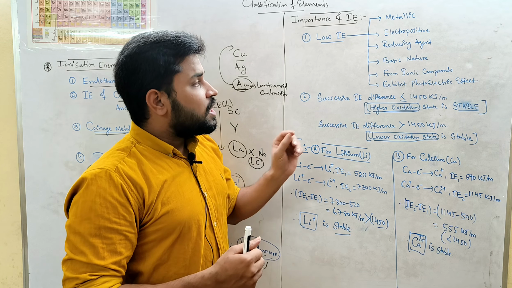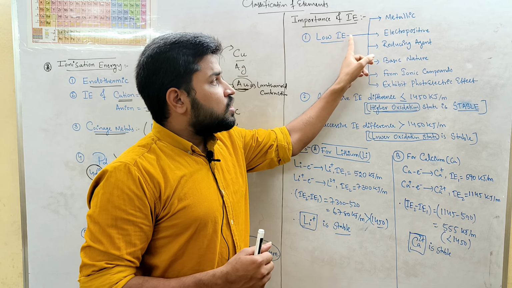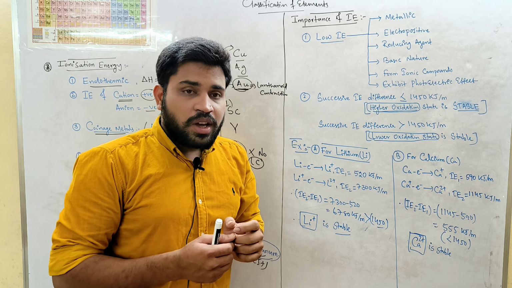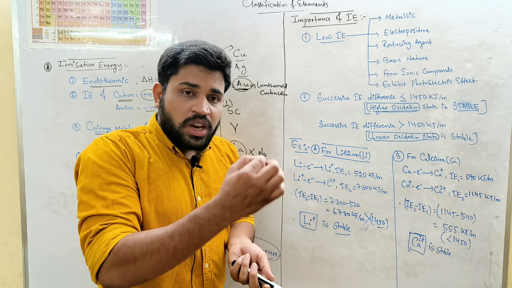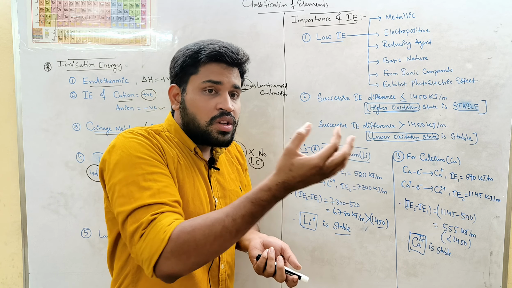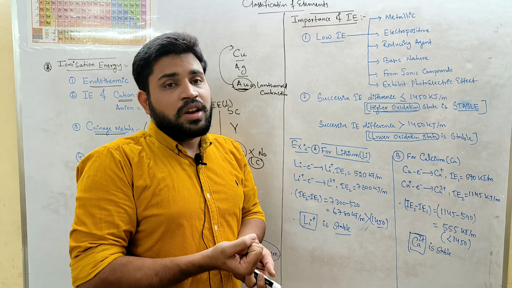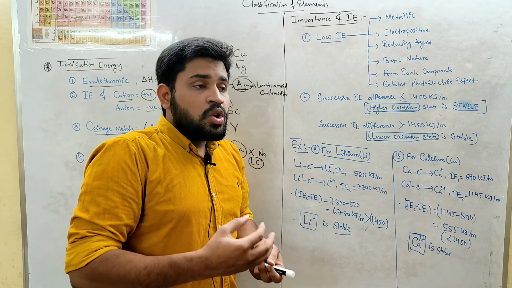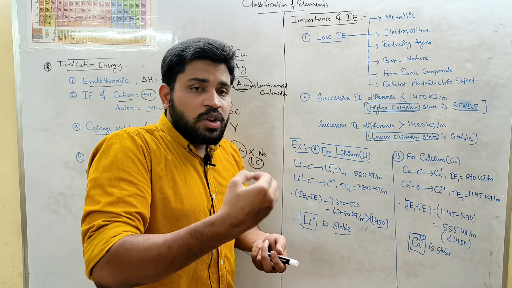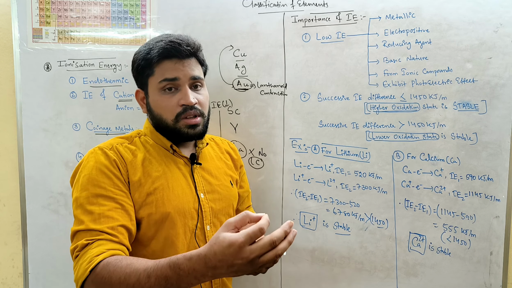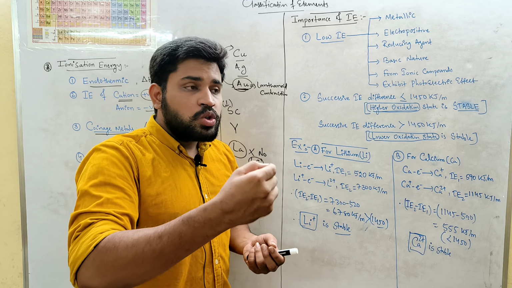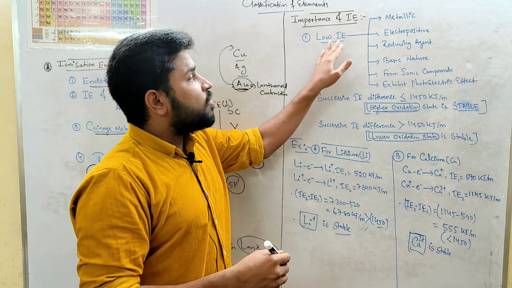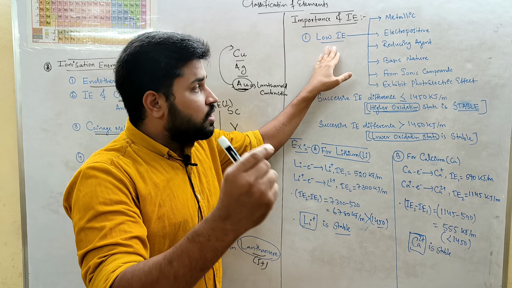First point. Second point, low ionization energy also tells about electropositive character. What is electropositive character? Again, same thing. When an element or metal loses electrons, it immediately becomes a cation, and cation means electropositive. So who can be called more electropositive? The element which is going to lose electrons very easily, when it has low ionization energy.